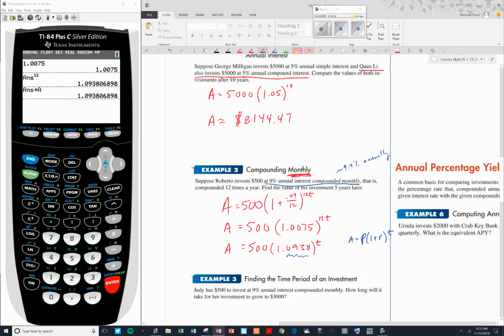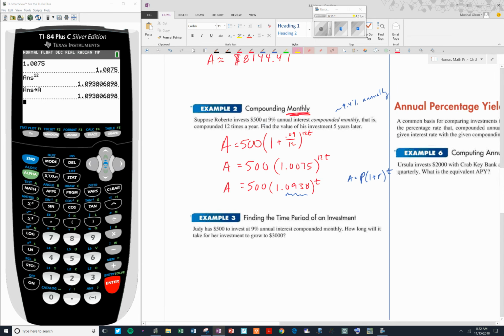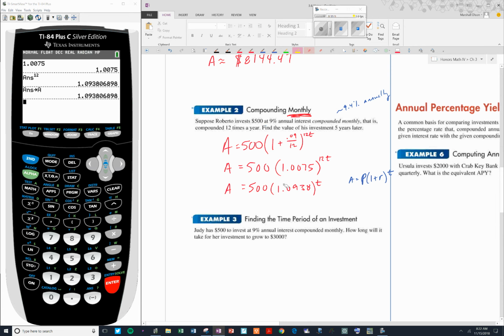So that's why compounding more often is better. It gives us a better interest rate. For example, up here, when we just compounded annually, we would have made more money if we had compounded it monthly or even daily. The more you compound it, the more money you would make if the percentage stays the same.